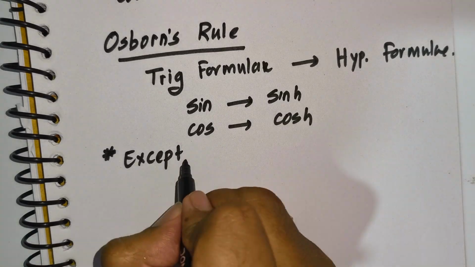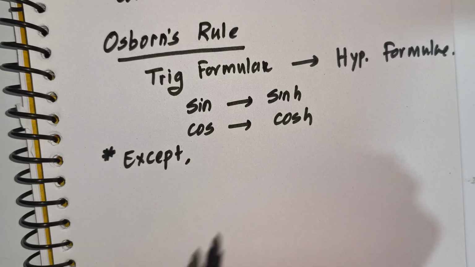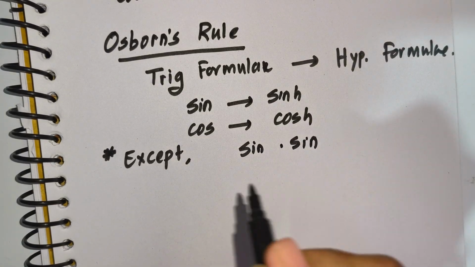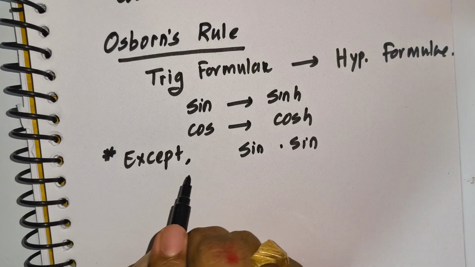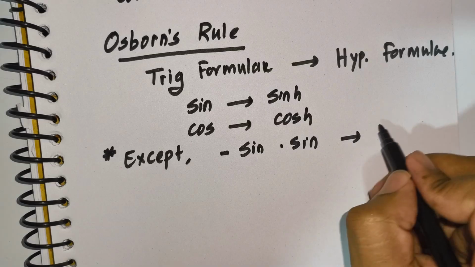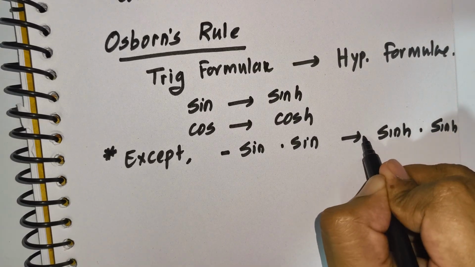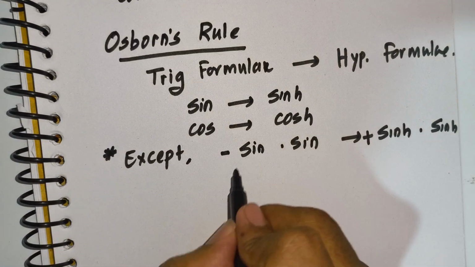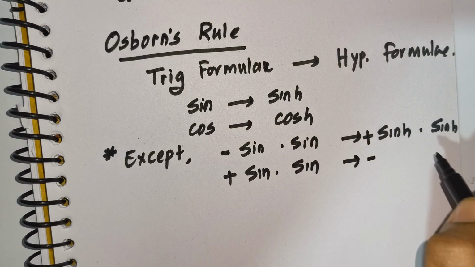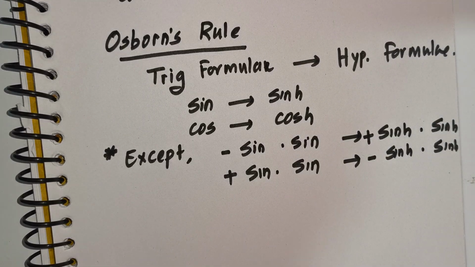you have to make note of this one. You have to be a little bit careful when there is a product of two sines. When you have sine times sine, you have to make the change of sign. If this is positive, then you will convert it to hyperbolic sine but with a negative sign, and if there is negative, then it will be positive sinh.